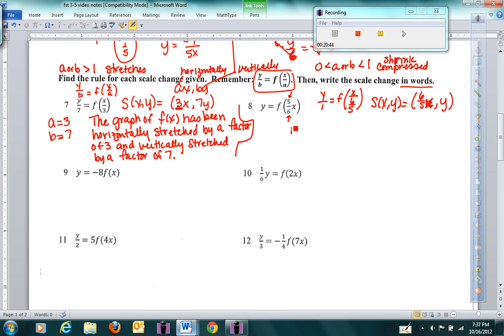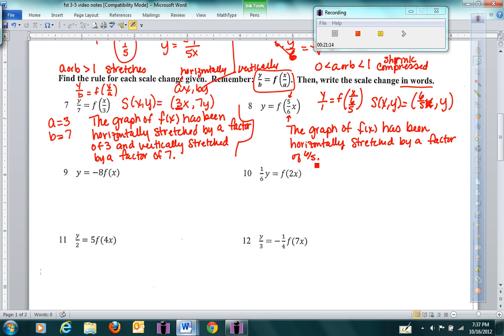So we could say in words, the graph of f of x has been, we don't want to comment anything about vertically, just horizontally. So we're going to say horizontally. Okay, that number is larger than 1, so we're going to call it a stretch by a factor of 6/5. By a factor of 6/5.